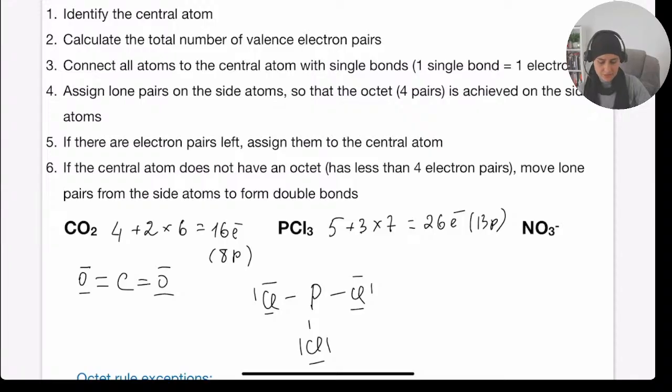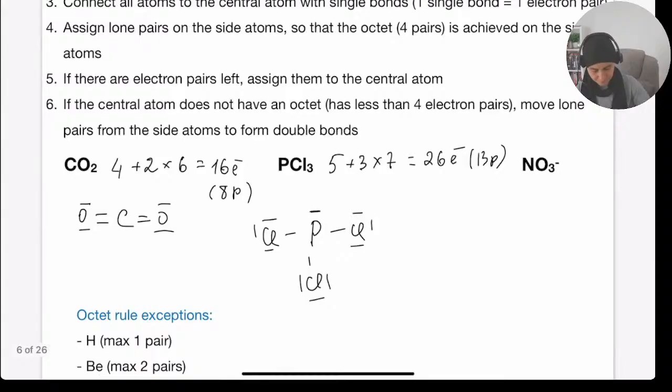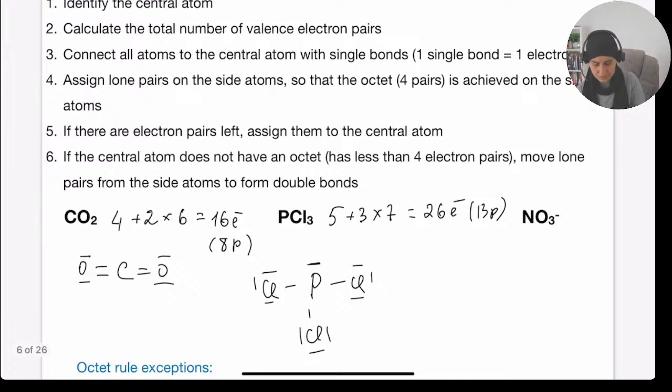Then I count how many pairs out of 13 I have used up. I have used up 1, 2, 3, 4, 5, 6, 7, 8, 9, 10, 11, 12 out of 13, which means that the 13th pair would be a lone pair on phosphorus. There it is. And do we need double bonds? The last step is I check if the central atom has an octet. Phosphorus has an octet already. It has 1, 2, 3, 4 pairs, which means that I don't have to form any double bonds. Fine. Now I will do NO3 minus on another slide so that you don't see the steps.